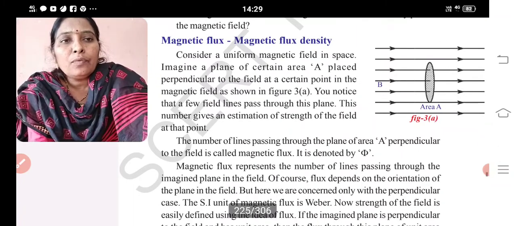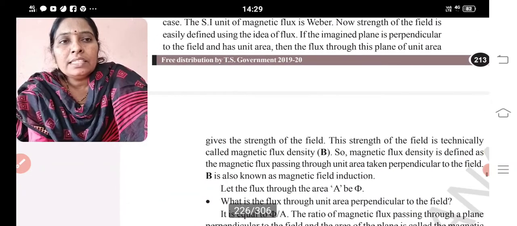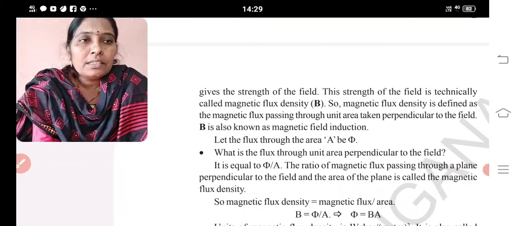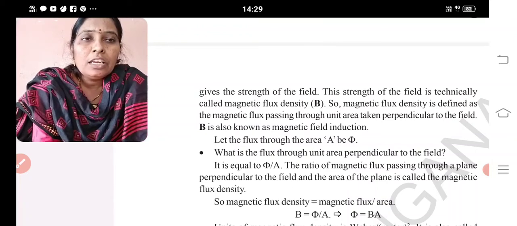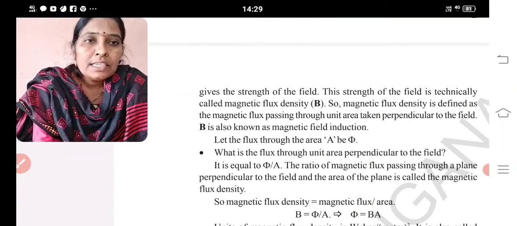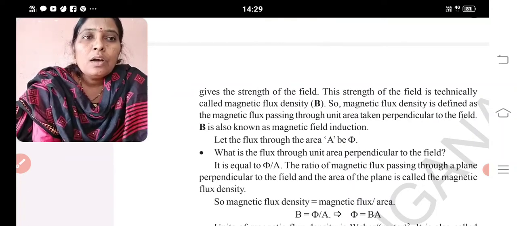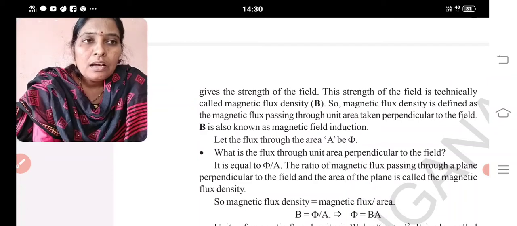And magnetic flux density. What is meant by magnetic flux density? It gives the strength of the field and is technically called magnetic flux density. Magnetic flux density is defined as the magnetic flux passing through unit area perpendicular to the field, also known as magnetic flux induction. It is denoted with the letter B.